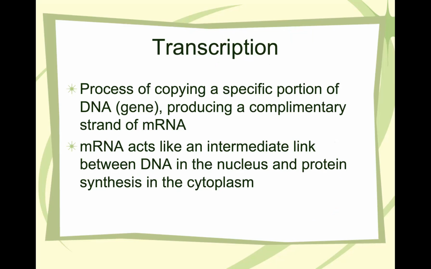So in terms of description, we're saying that transcription is the process of copying a specific portion of a gene, producing a complementary strand of messenger RNA. So we start with the DNA sequence, right? And we're going to generate a complementary messenger RNA, right? So for this complementary base pairing, we have to know the rules for base pairing. A pairs with T, G pairs with C, right? But with messenger RNA, the T's are replaced by what?